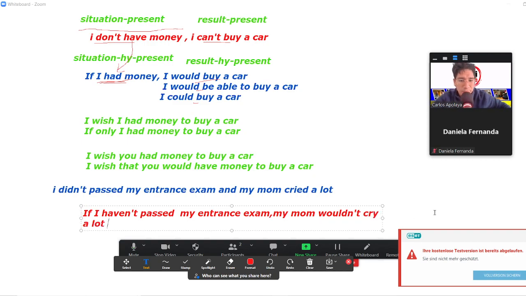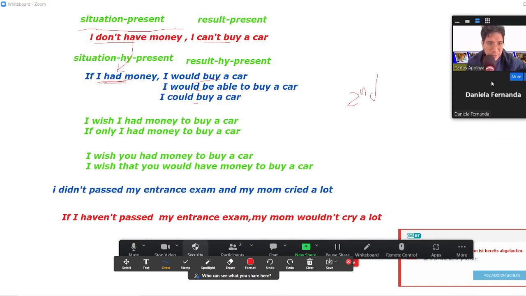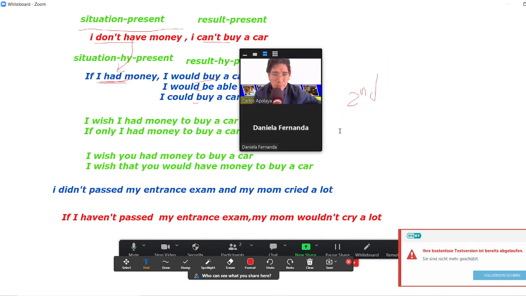Ok, Dani, ¿qué condicional es esta? Explícame, please. ¿Es la primera, la segunda, la tercera? The second conditional. ¿Cómo es la segunda condicional? ¿Cuál es la estructura? If, past simple, y luego ¿qué va? Past simple and would, y el verbo en su forma base. Ya, ahora dime, la siguiente estructura.